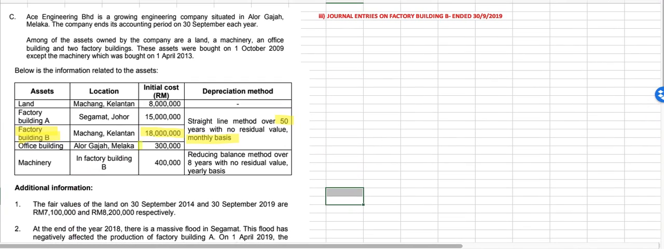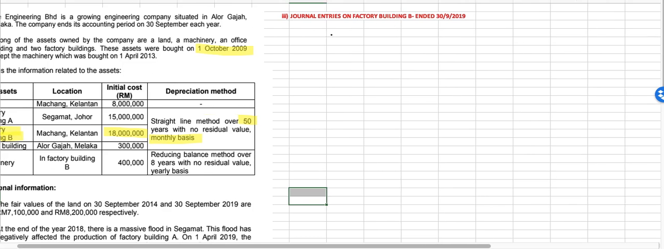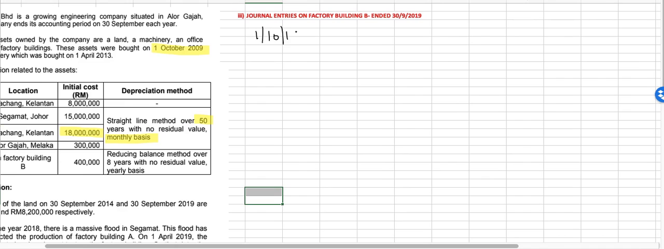Alright, so now we draw the timeline again. Timeline is very important so that you can understand the full picture. Now this factory building was acquired on 1st October 2009. We draw this for factory B. The initial cost was 18 million, the useful life 50 years, and again the straight line method on a monthly basis.